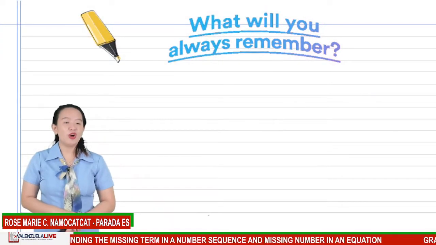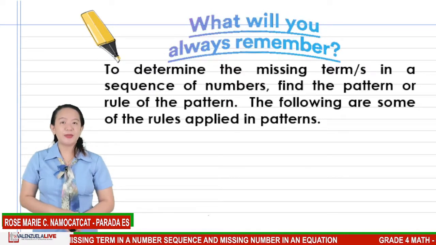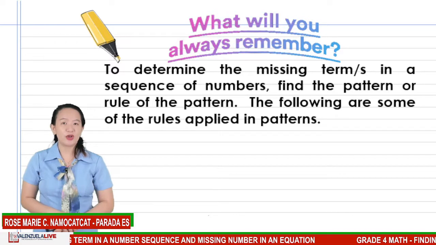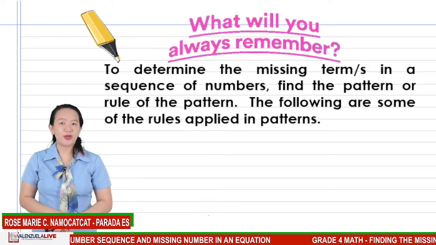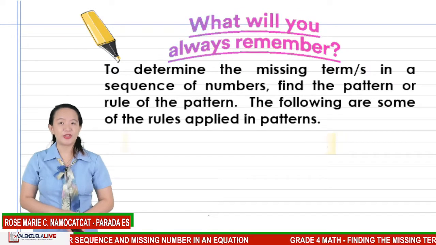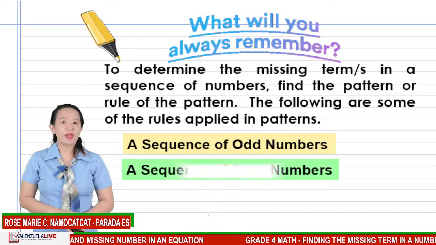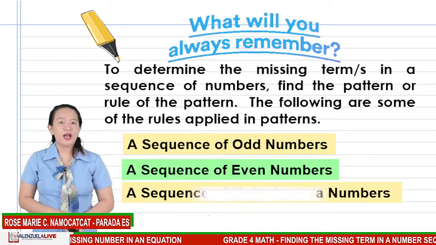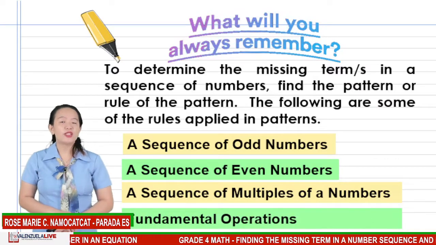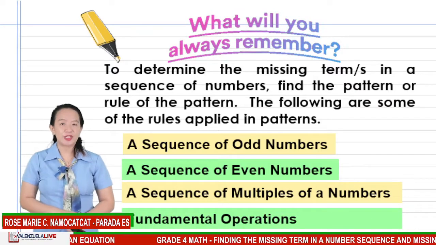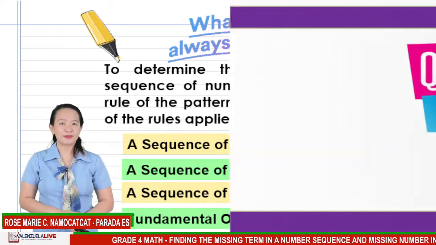Now, what will you always remember? Grade 4, always remember to determine the missing term or terms in a sequence of numbers. Find the pattern or rule of the pattern. The following are some of the rules applied in patterns. We have a sequence of odd numbers, a sequence of even numbers, a sequence of multiples of a number, and also some fundamental operations. Always remember those rules.